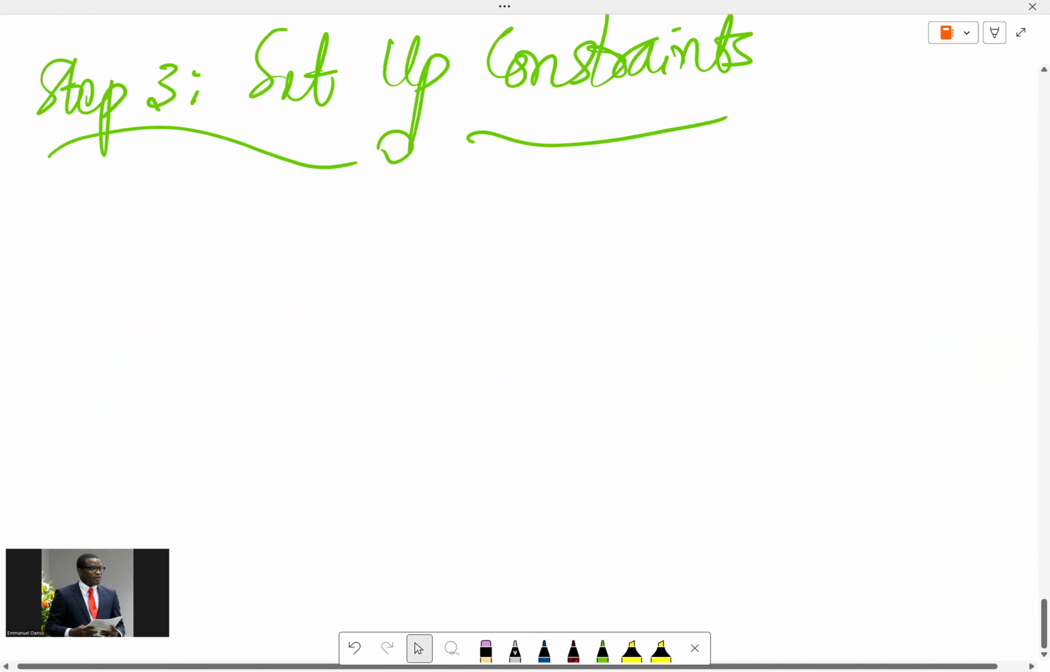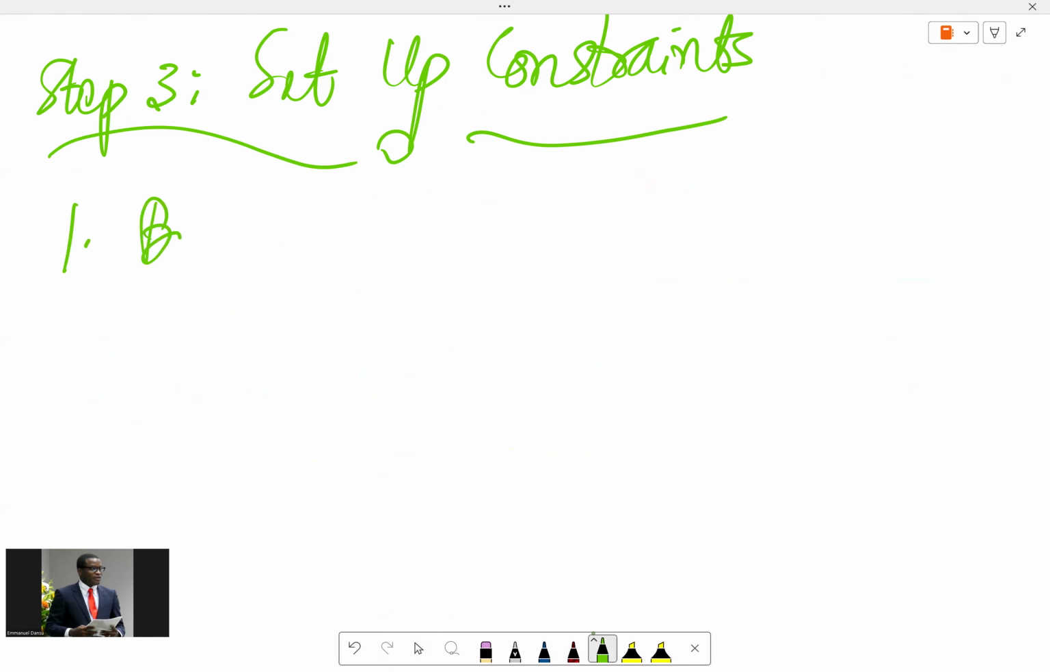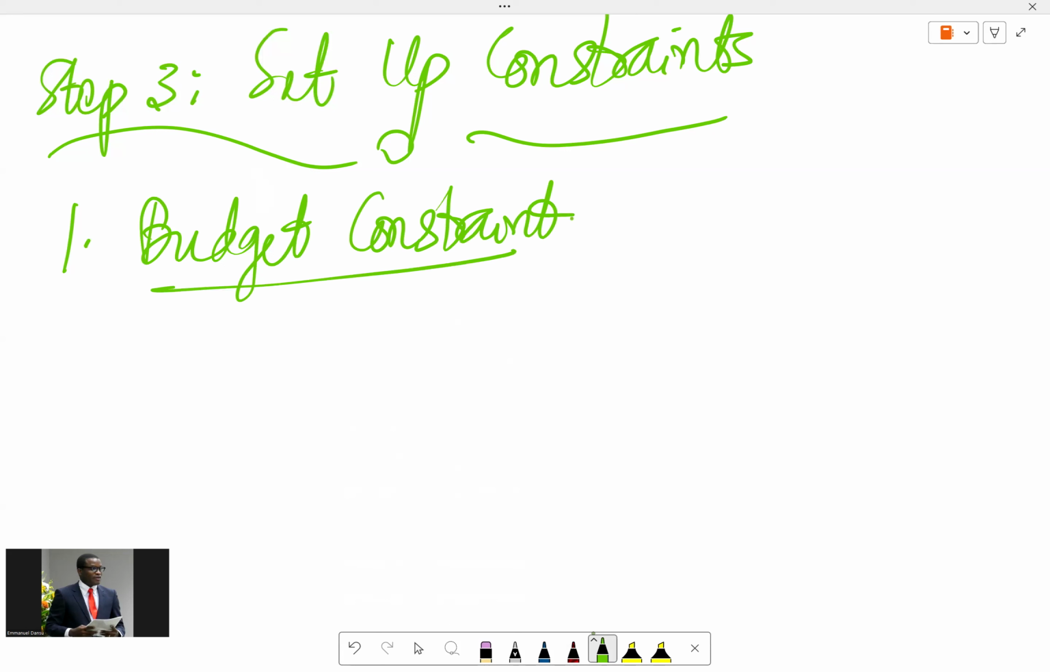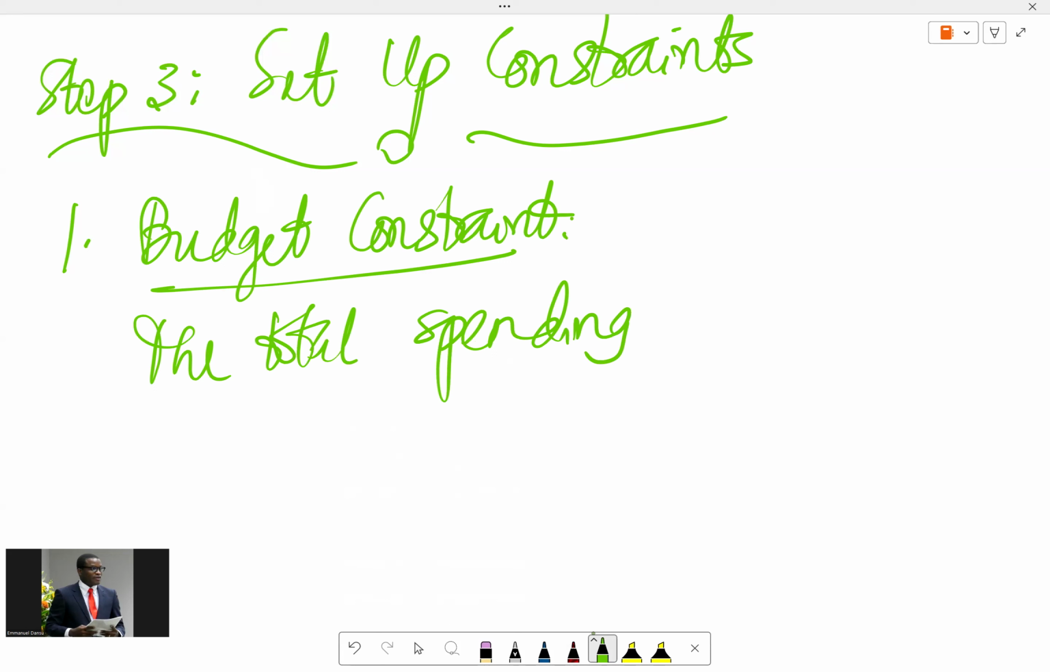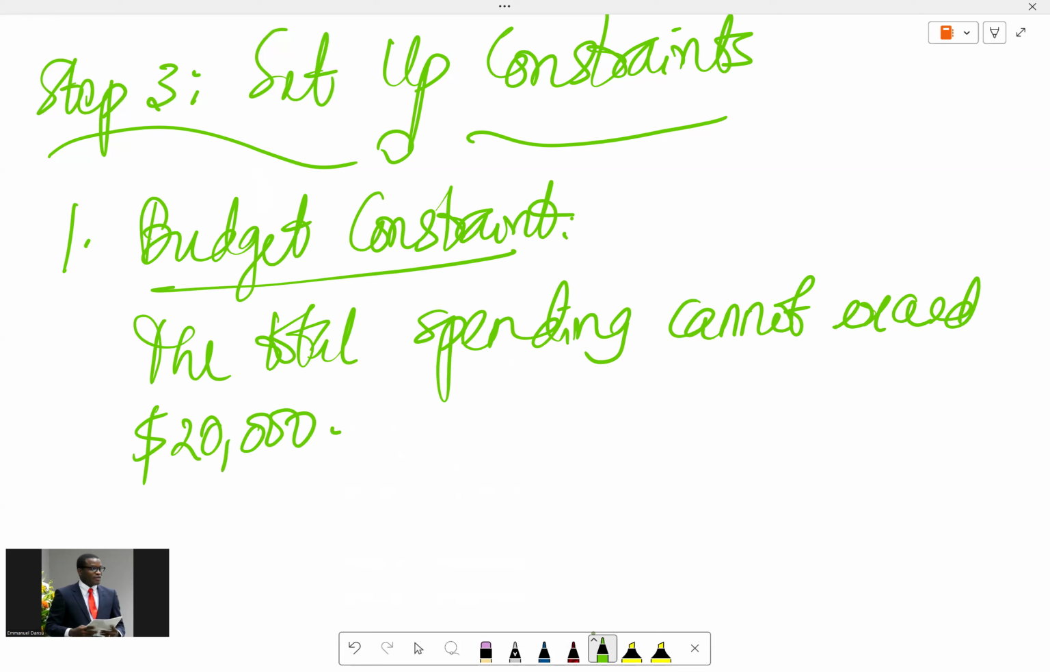From the question right there, we have seen different kinds of constraints. The first would be the budget constraint. You can only spend so much. So here, the total spending cannot exceed $20,000. And you already got that.